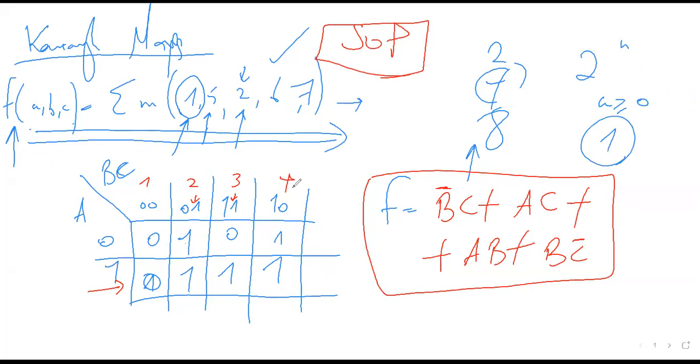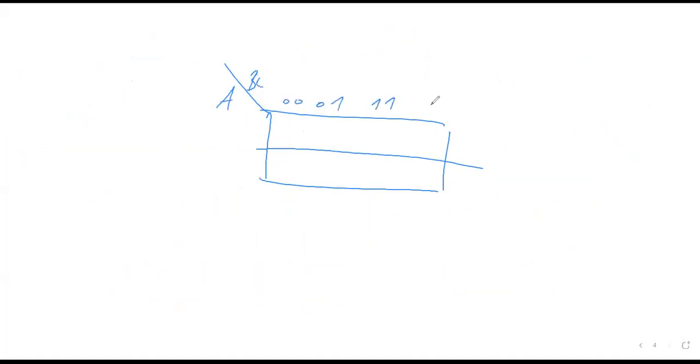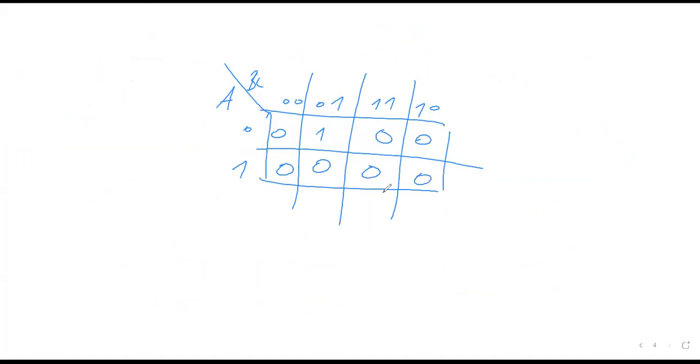One example, we can have something like this. This is our Karnaugh map. A, B, C, 0, 0, 0, 1, 1, 1, 1, 0, 0, 1. We can have a Karnaugh map like this, 1, 0, 0. We have a Karnaugh map like that. How do you simplify that?